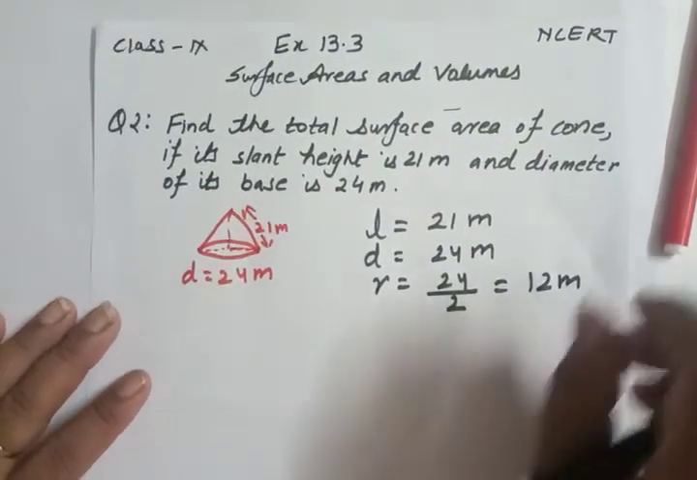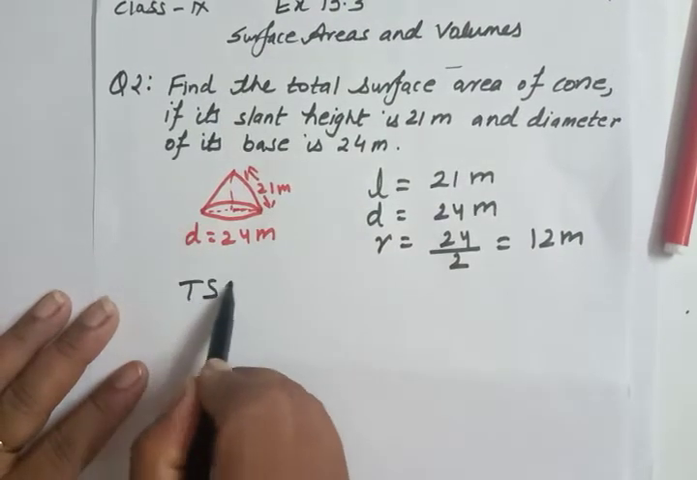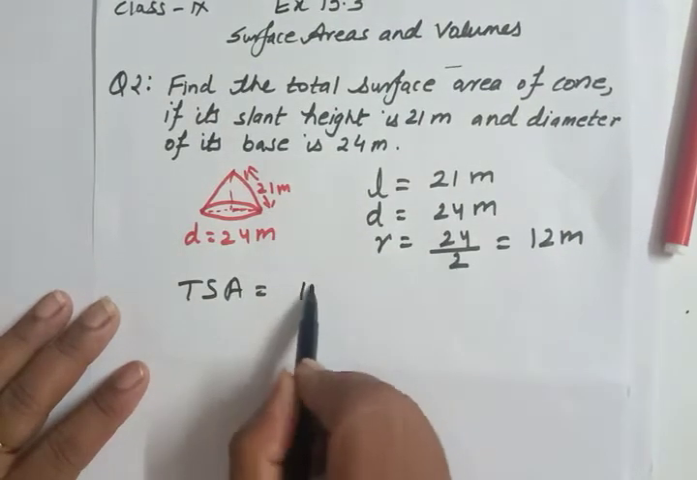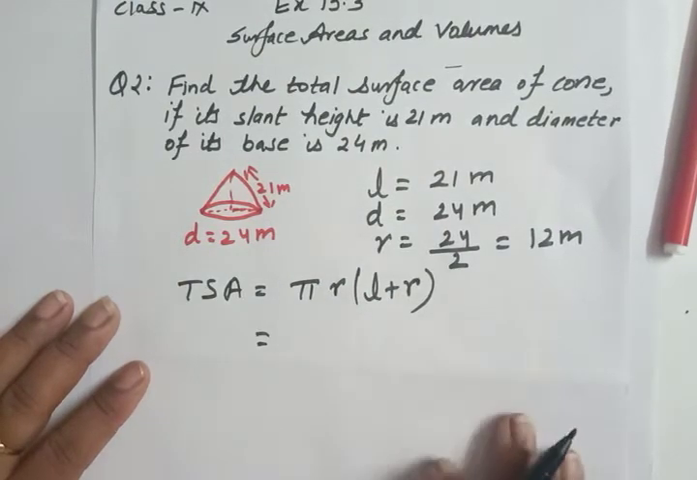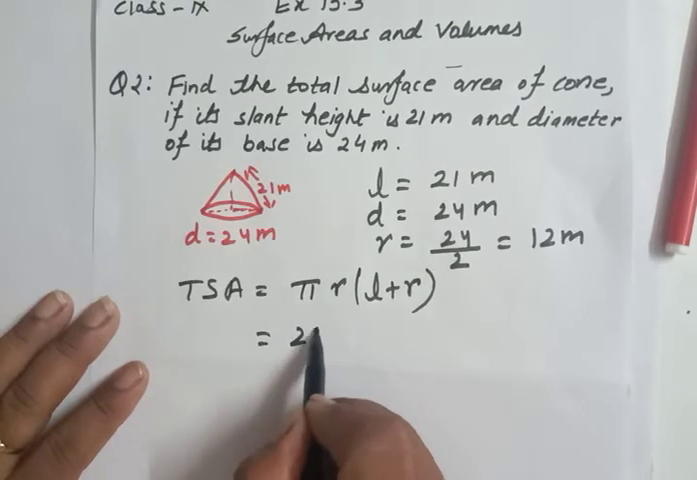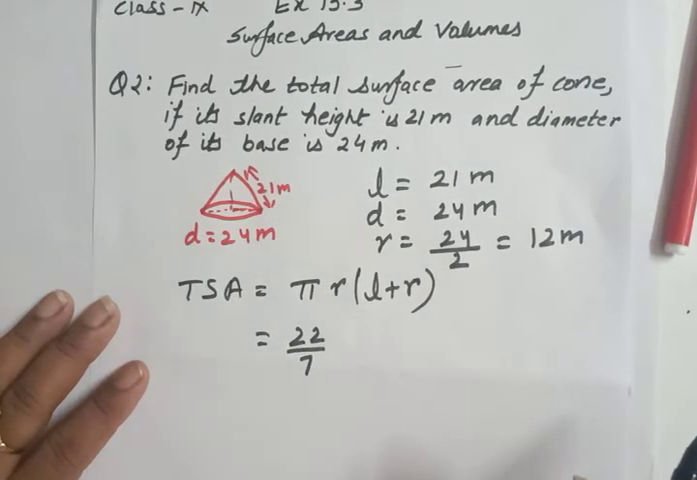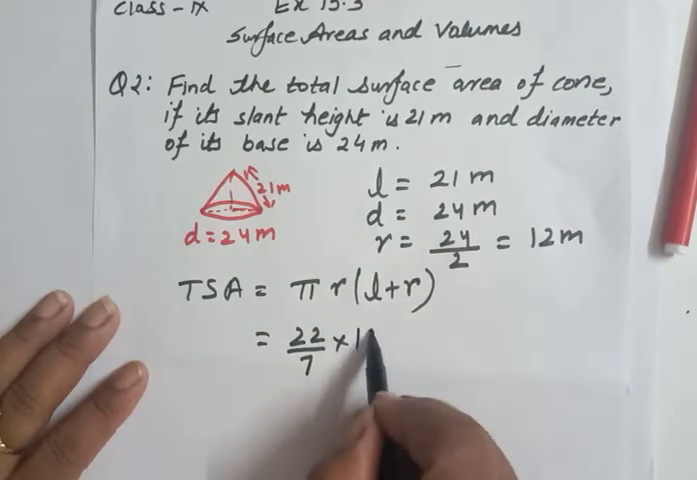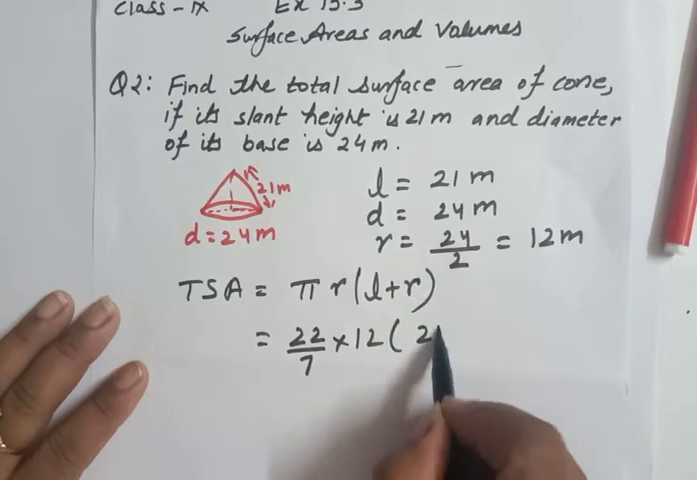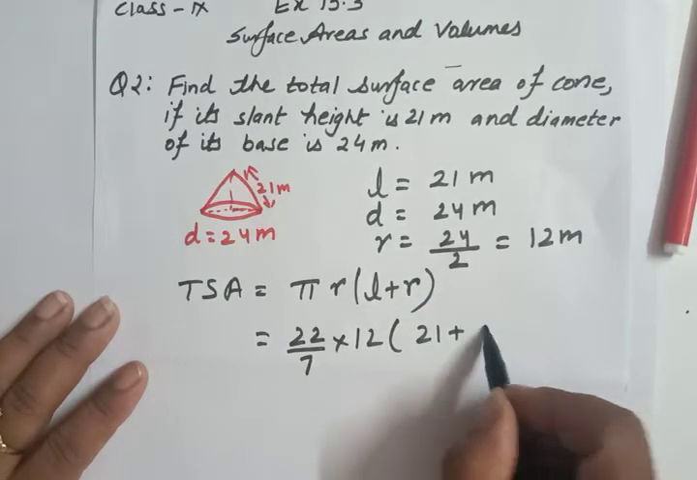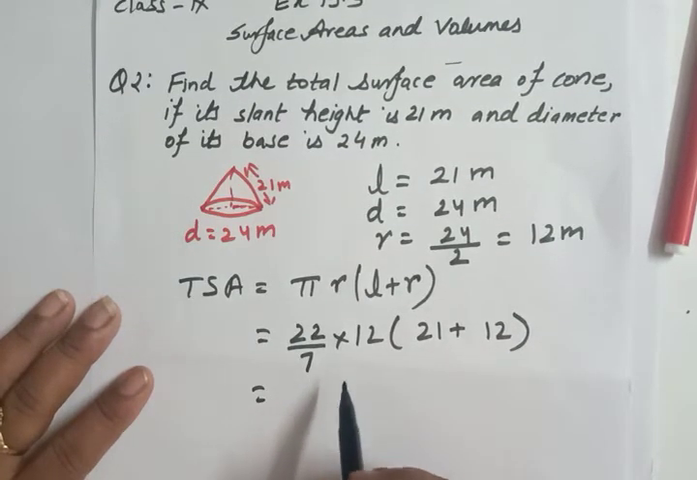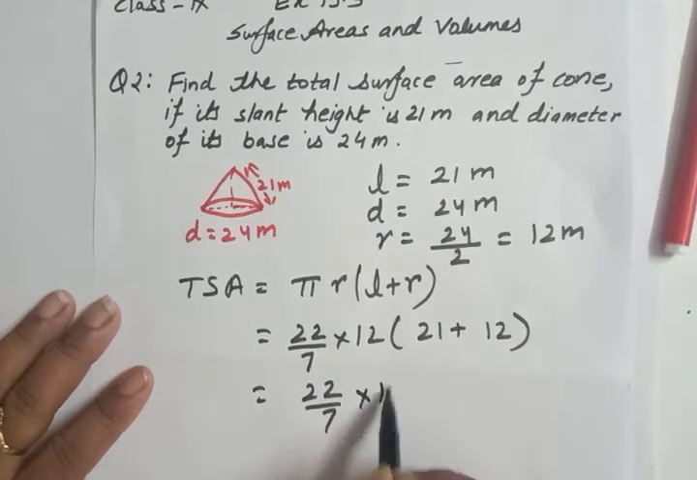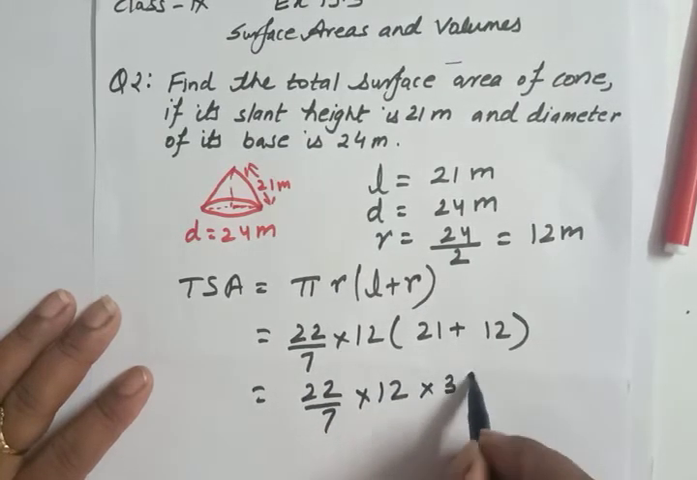As already we have discussed, what is the formula for the total surface area? Total surface area is equal to pi r bracket L plus r. Yes, so let's put the value of pi. The value of pi is 22 upon 7, unless and until it is not given as 3.14. Yes, and what is the value of r? That is 12. L we have 21 plus 12, that is equal to 22 upon 7 into 12, and that is equal to 33.